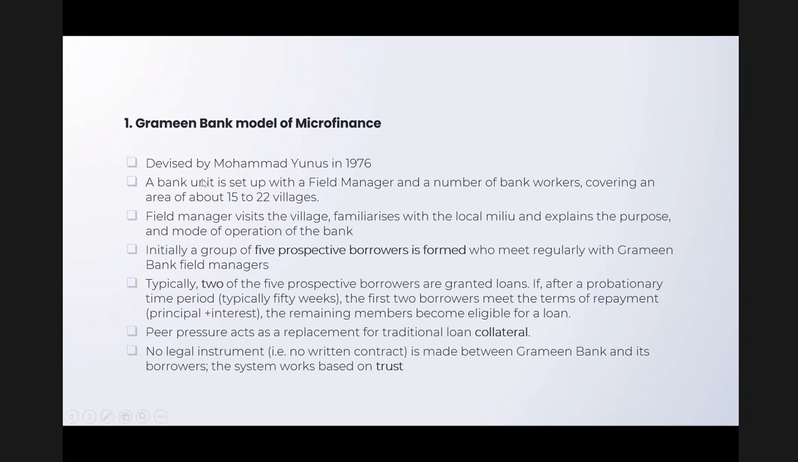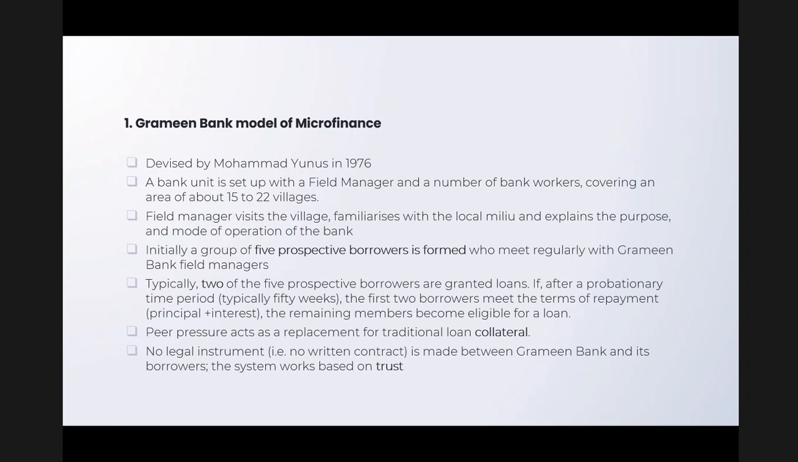This was devised by Muhammad Yunus in 1976. A bank was established in 1996 in Bangladesh. A bank unit is set up with a field manager and a number of bank workers covering an area of about 15 to 12 villages. The field manager visits the village, familiarizes with the local milieu, and explains the purpose and mode of operation of the bank. Initially, a group of 5 prospective borrowers is formed who meet regularly with Grameen Bank field managers.